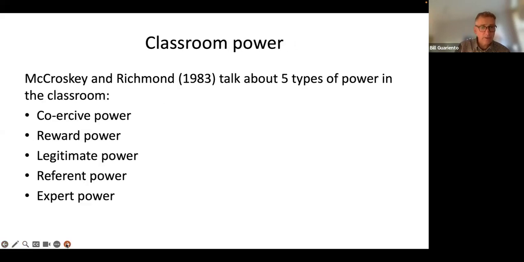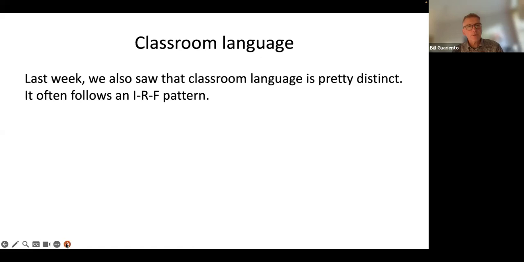Okay. The last thing we did last week, we looked at classroom power, and then we looked at classroom language, and we saw that classroom language is pretty predictable. It's pretty special, distinct. It often follows an IRF pattern. Can anybody remember what IRF stands for?